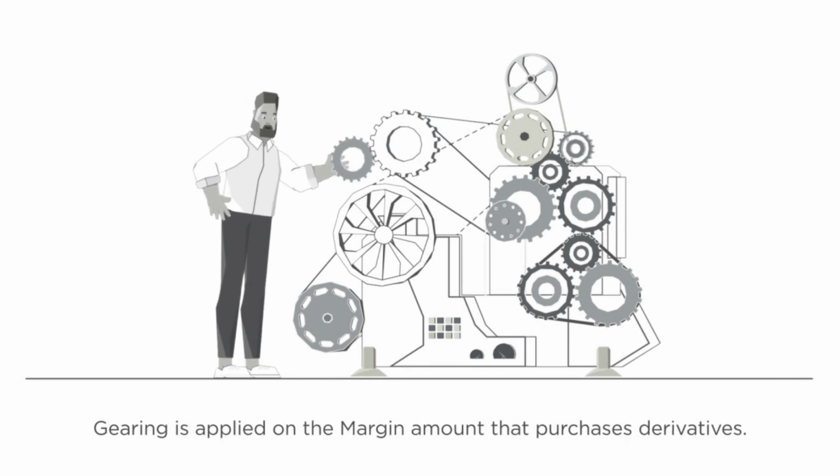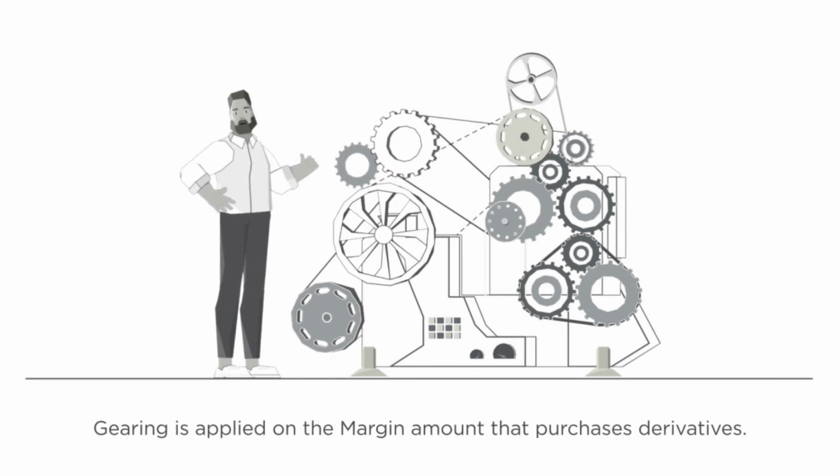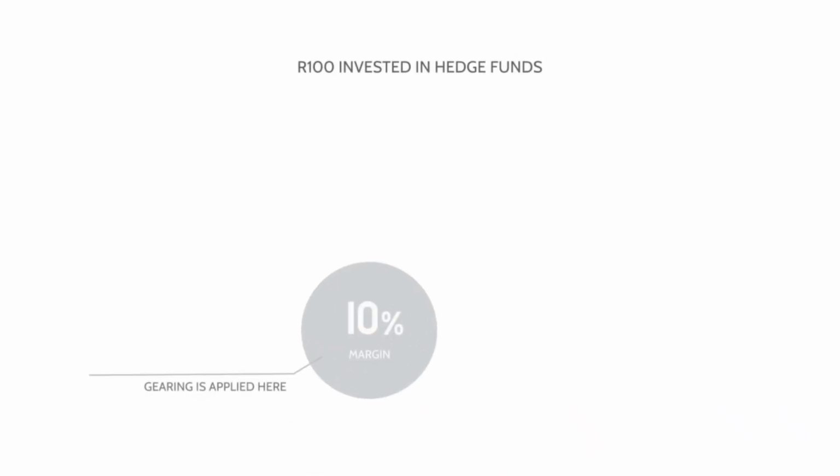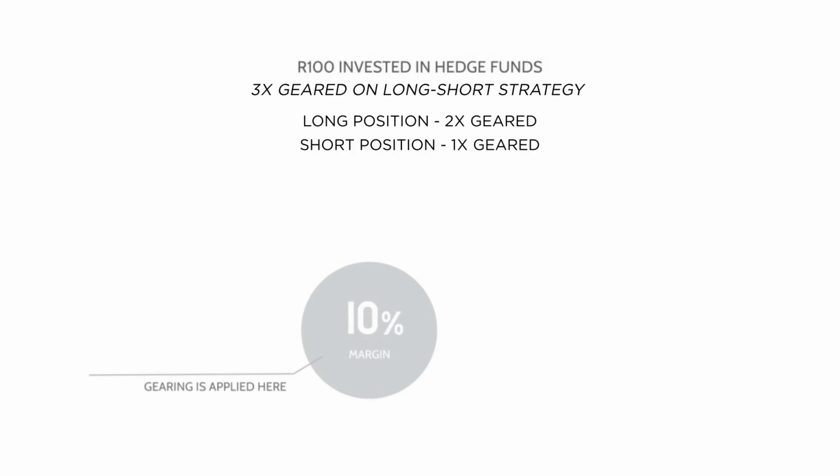Gearing is applied on the margin amount that purchases the derivatives and not the full amount. So, using the previous example, you give a portfolio manager 100 Rand to invest in a portfolio that is 3 times geared on a long-short strategy, where 10% of the margin will be applied. If 3 times geared was equal to a long position which is 2 times geared and a short position which is 1 times geared, it would look something like this.